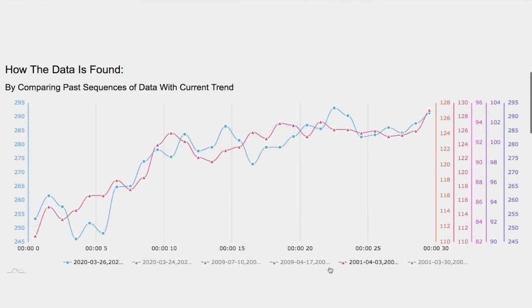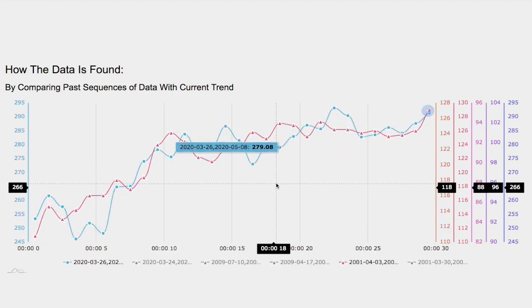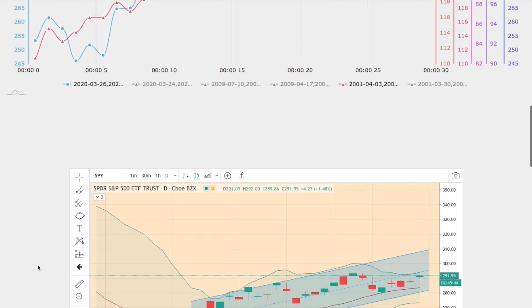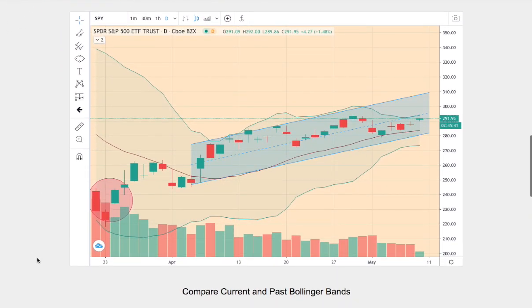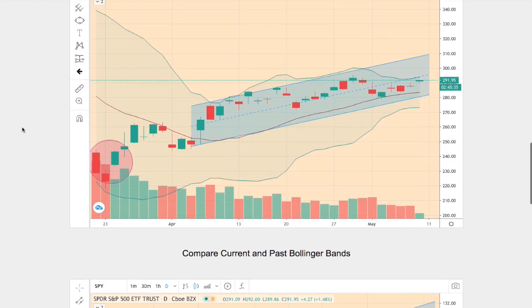Right here we have our current trend. The blue line is the current trend, and overlapping it is the trend that I believe is the best match. That trend dates back to April 3rd, 2001 to May 16th, 2001. So we have our current trend right here, and below is the trend that I believe is the best match. Let's begin to compare the two charts.